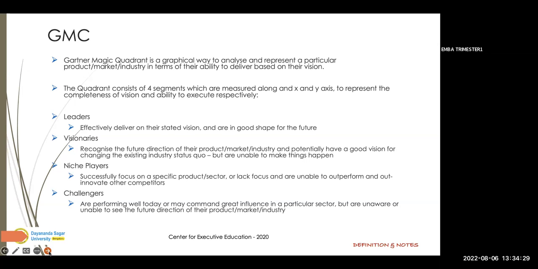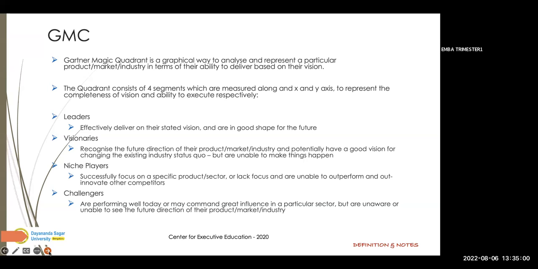Niche players are those who are either focusing on a single product or a single location of geographical importance, and they are happy where they are. I don't want to really expand my services. I'm happy to be a Bangalore-based company. I'm happy to be an India-based company. I'm happy serving certain X category of customers. That's the niche player. Who are challengers?